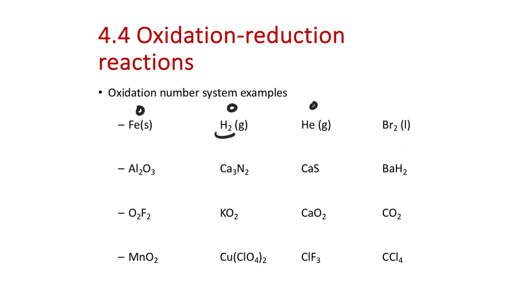Helium, neutral. Br2, neutral. So anytime you have a neutral molecule, like Br2, where no charge was indicated, each of the bromine atoms in that sample has to be uncharged or neutral.